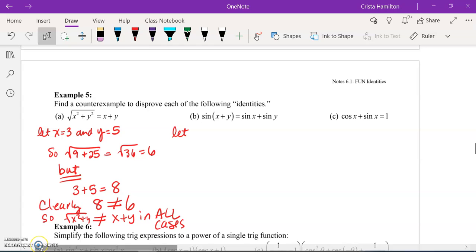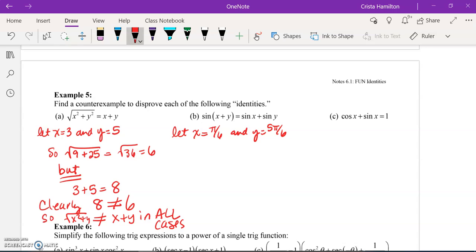And don't think that just because you find one that does work, that means that it's true for all. Remember, that's the whole investigation where you plug and chug a few values in. The more you get that work, the more convinced you are, but you can't prove it. But hopefully as you're plugging and chugging, you may stumble across some that work. I'm going to let x equal, let's do pi over 6, and let's let y equal 5 pi over 6. I'm mostly doing that because I just want a common denominator. I like it to be nice.